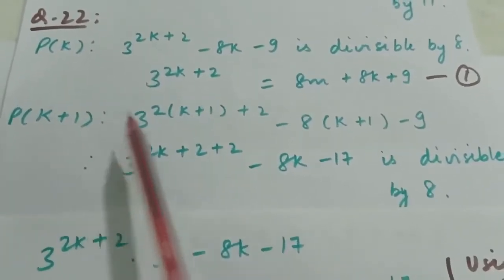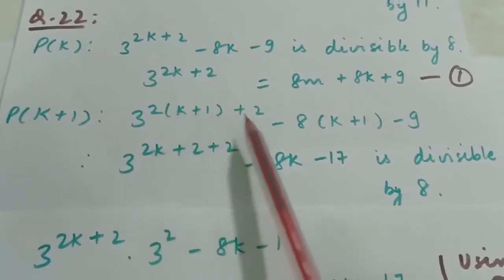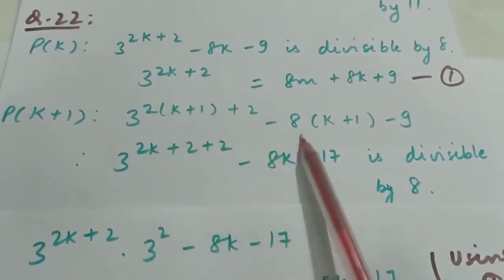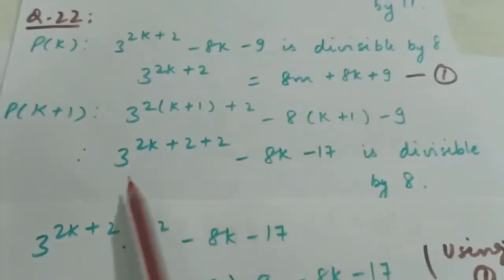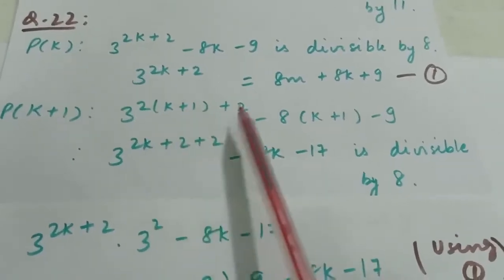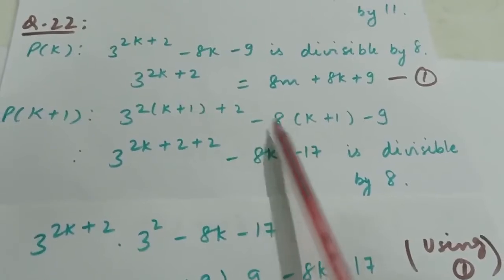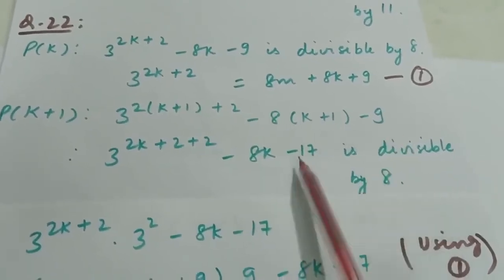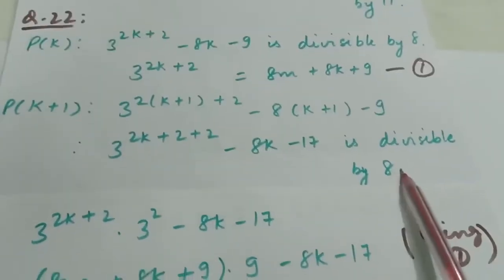So pk plus 1 will be 3 raised to the power 2 into k plus 1 plus 2 minus 8 into k plus 1 minus 9, which is equal to 3 raised to the power 2k plus 2 plus 2 minus 8k, and this will be minus 8 minus 9, which is minus 17. So we have to show that this is divisible by 8.